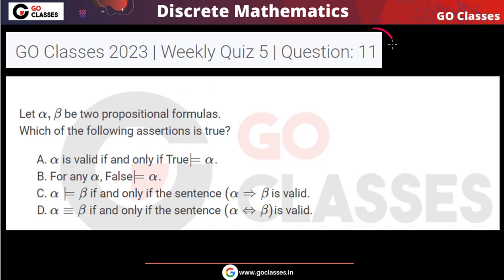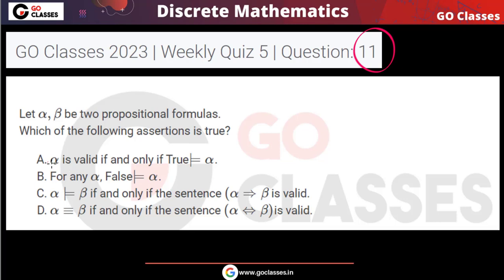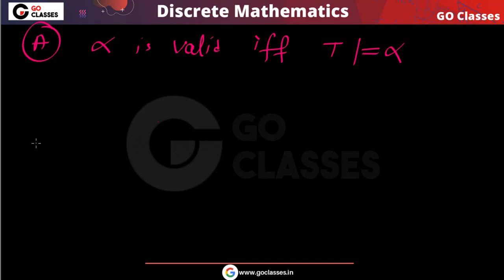This is the next question, question number 11. Alpha and beta are propositional formulas. Which of the following assertions are true? There are four statements given to you. Now let's see which of them are true. Option A is saying alpha is valid, valid in propositional logic. Remember, in propositional logic, valid means tautology. Alpha is valid if and only if true infers alpha.